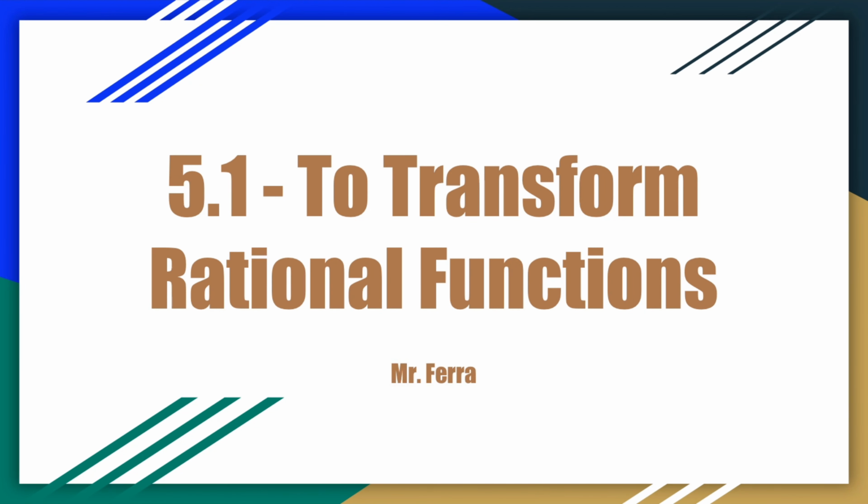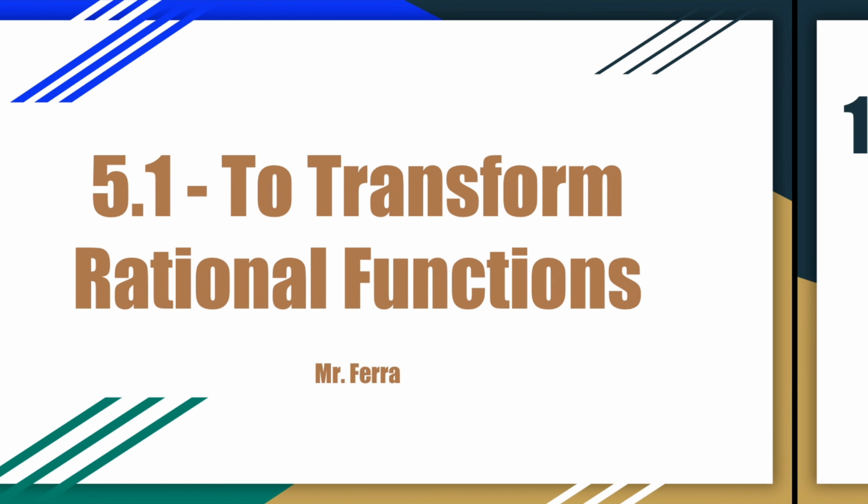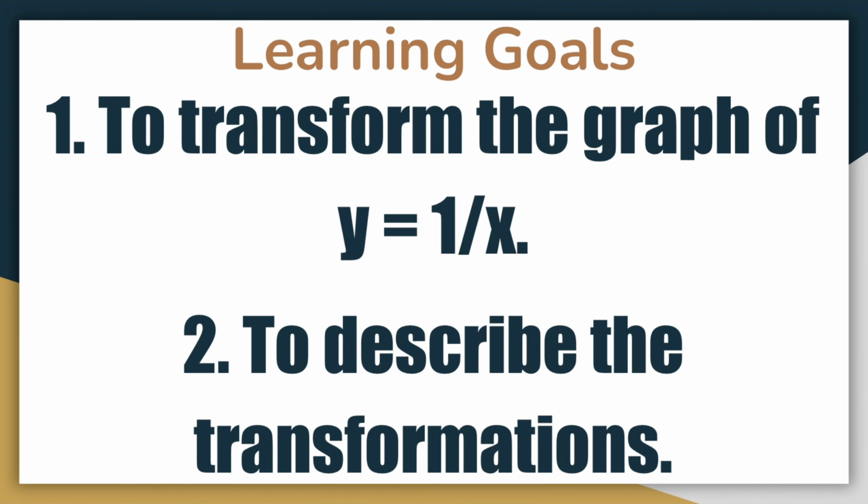We have 5.1, transform rational functions. And we're going to look at two learning goals: one, to transform the graph of y equals 1 over x, and two, to describe the transformations. All right. Now, something very interesting here is you'll notice the 1 over x. This is the first function where we're going to start looking at inputs that are in the denominator's place and the behavior associated with that.